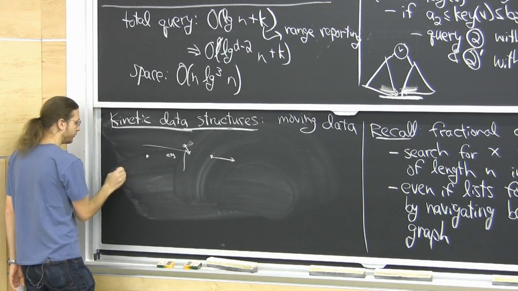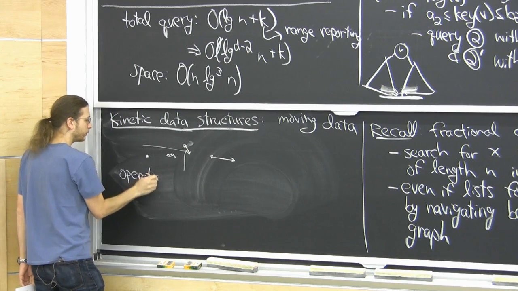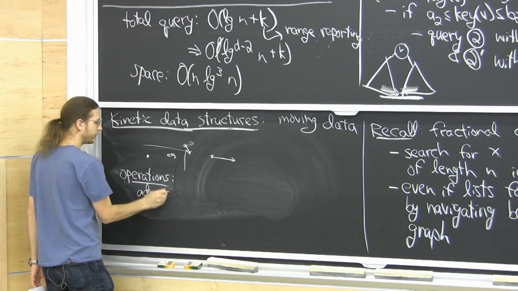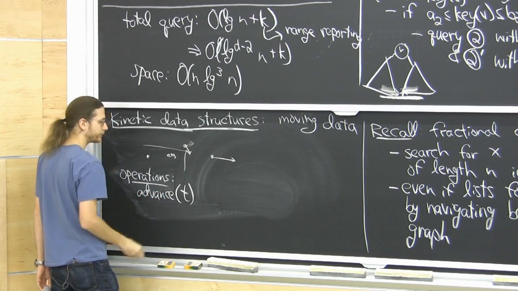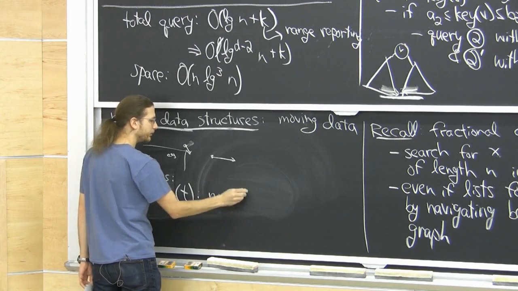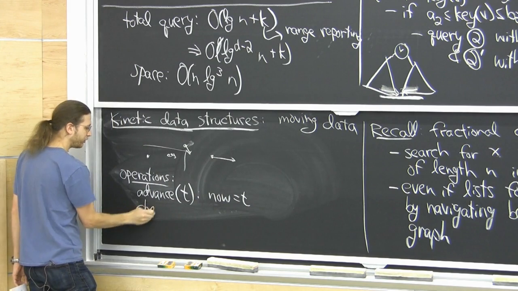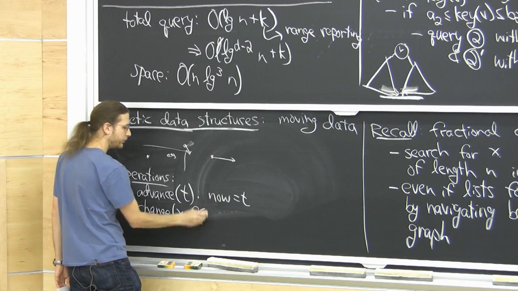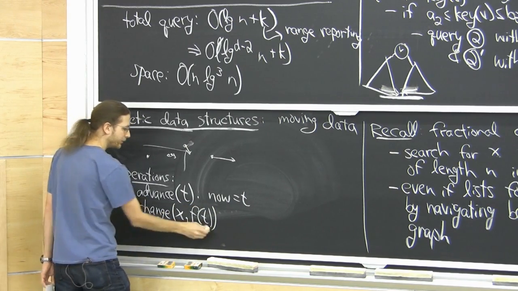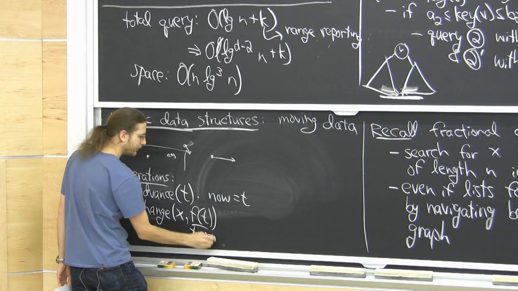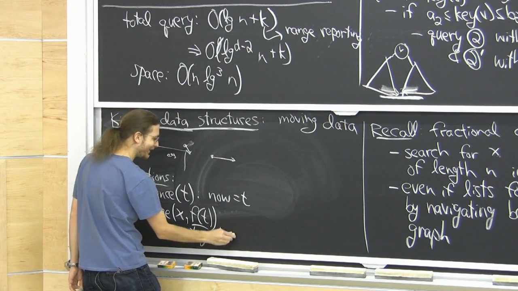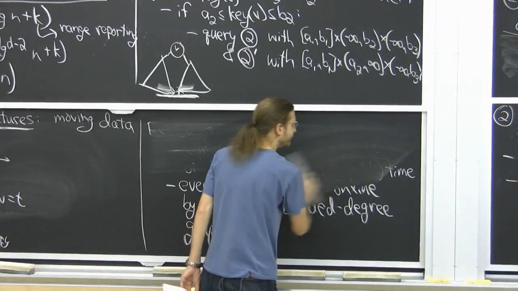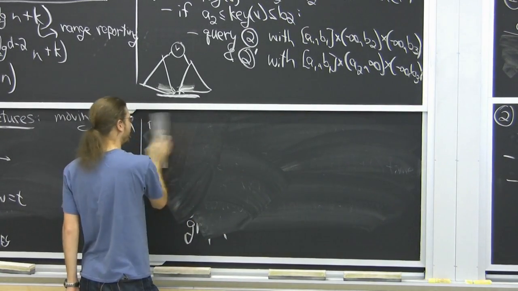So the operations are: advance to time t, which is like setting now equal to t, and change a point x to have some new f of t trajectory. Well, arbitrary trajectories, not quite. I'm going to restrict what those trajectories are, but that is the remaining question: what kind of f of t's do we allow?